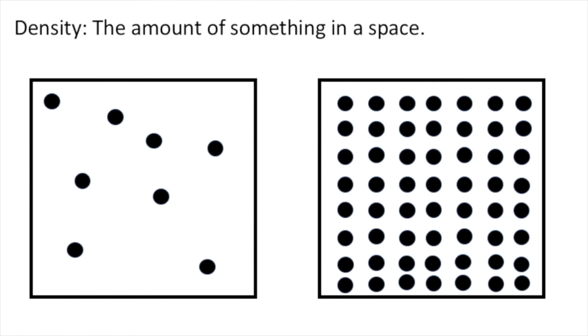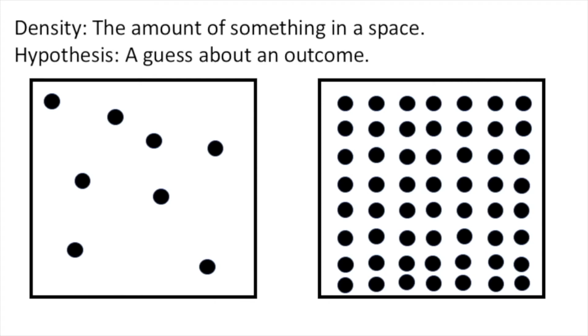Now, I want you to put on your science cap. We are going to make a hypothesis. A hypothesis being a guess about an outcome. Each of these boxes in your mind is now a glass of water, and the circles are pieces of salt. So the box of water on the left has less circles, less density, and less salt, while the box of water on the right has more density, more salt, and more circles.